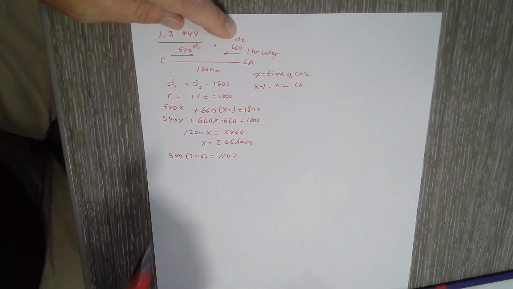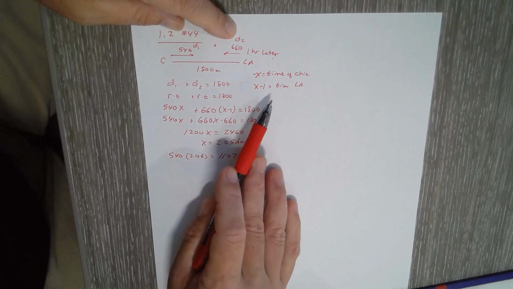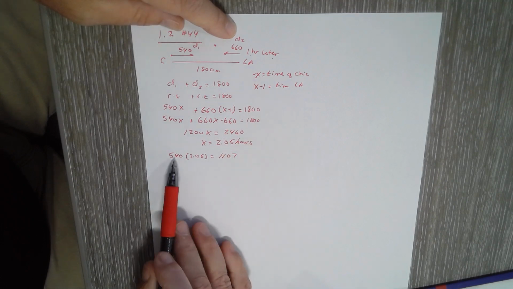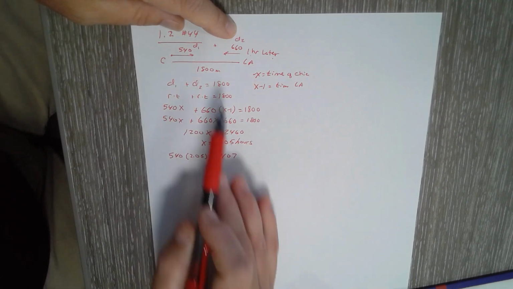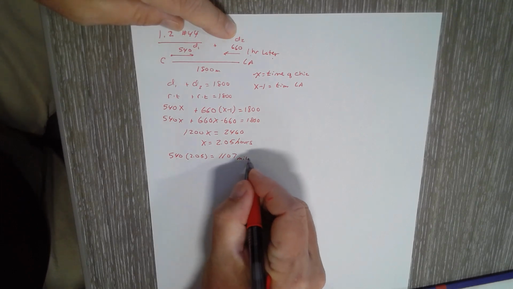Okay, so we're back. I just took the equation. I solved it out for x. And I get x being 2.05 hours. So I want to know the time from the first plane. Okay? And I also want to know the distance that it had traveled. So I took the 540, multiplied it by the 2.05, and got 1,107 miles.